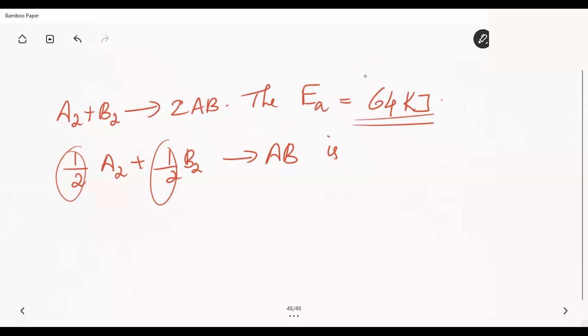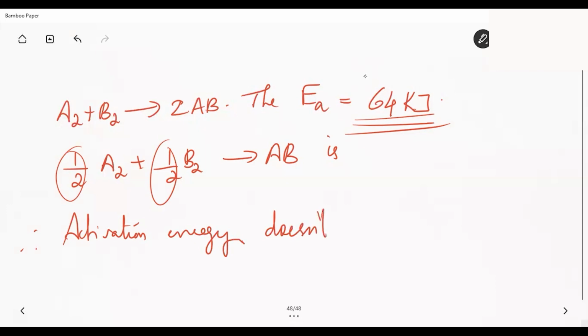It is the same, 64, because activation energy does not depend on stoichiometry. That is the thing you have to remember. Activation energy does not depend on stoichiometry. So this is also very important, like the rate constant.